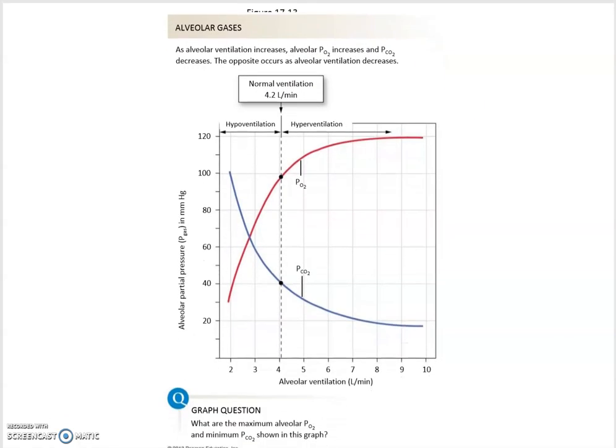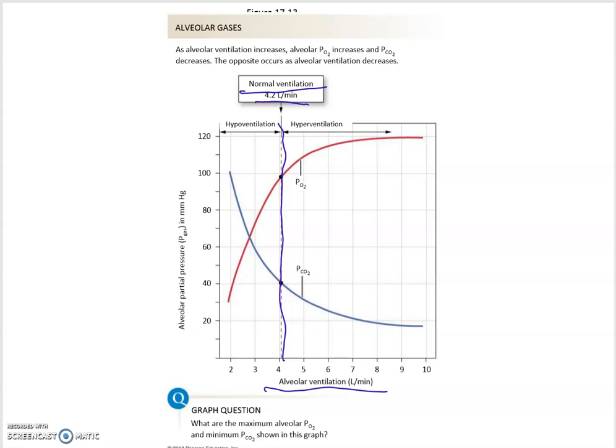Okay, so let's take a look at the alveolar gases. Of course, we're breathing air to make sure that we get enough oxygen into our blood, and we want to get rid of a waste product, CO2. So you can see here at a normal ventilation, that is alveolar ventilation of 4.2 liters per minute, right here, alveolar ventilation.